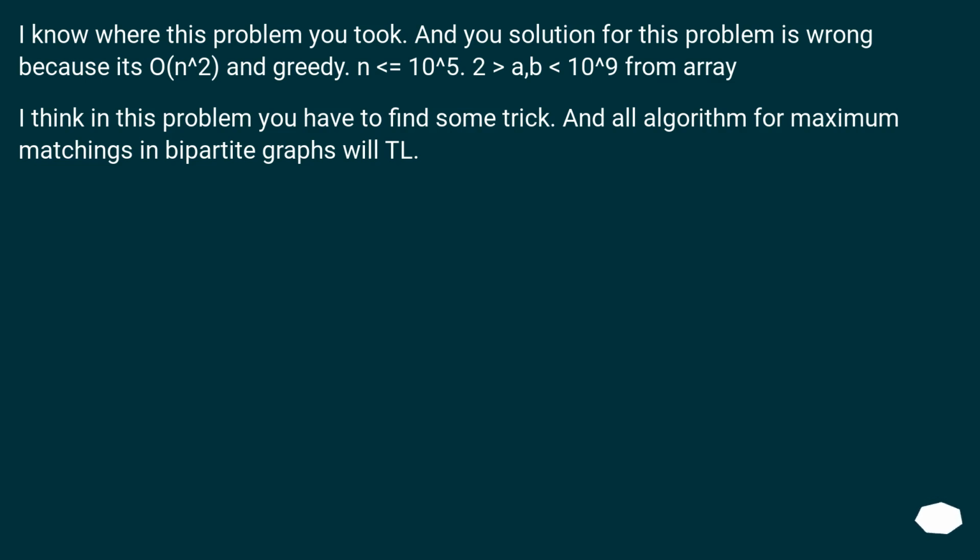I know where you took this problem from. And your solution for this problem is wrong because it's O(n squared) and greedy. N is lower than or equal to 10 to the power of 5, and 2 is lower than A, B, which is lower than 10 to the power of 9. I think in this problem you have to find some trick, and all algorithms for maximum matchings in bipartite graphs will time out.